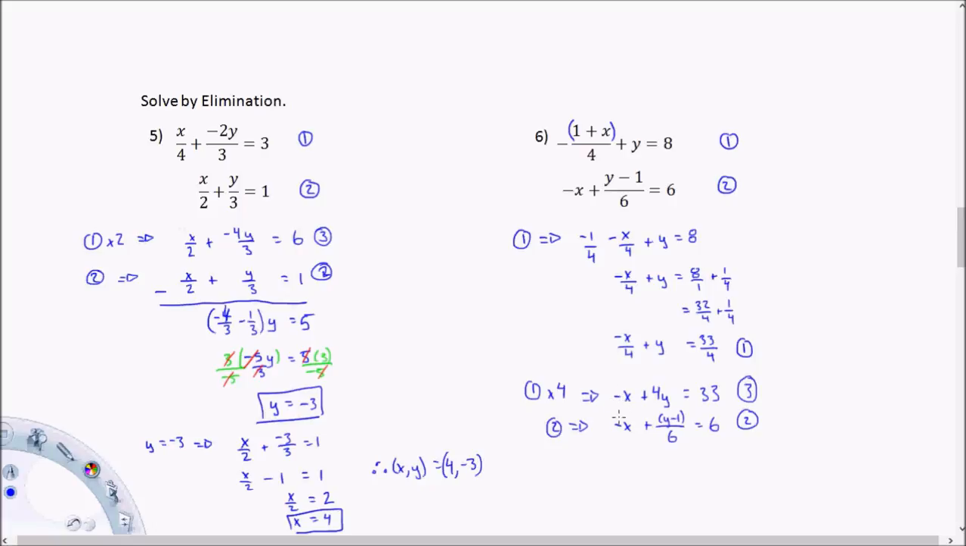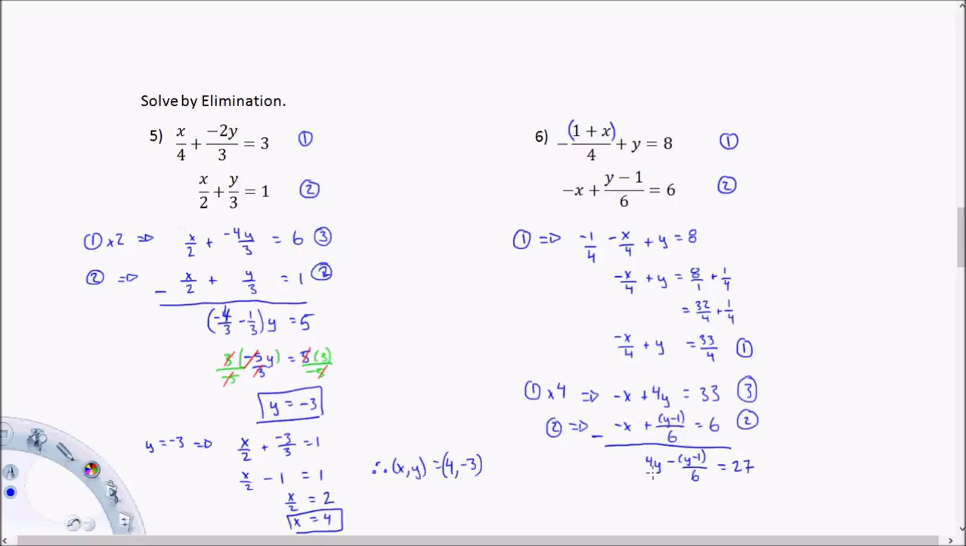So as we can see, the coefficients of x are the same, and they also have the same sign. So we want to subtract these. So negative x, subtract negative, or adding x, would be 0x, which is what we want. We then want to subtract these values of y from one another. So we would have 4y minus y minus 1 over 6. So we are subtracting this from this, and that'll all be equal to 33 minus 6, which is 27.